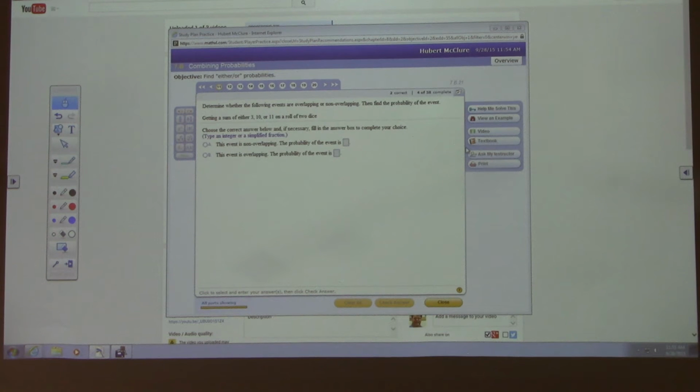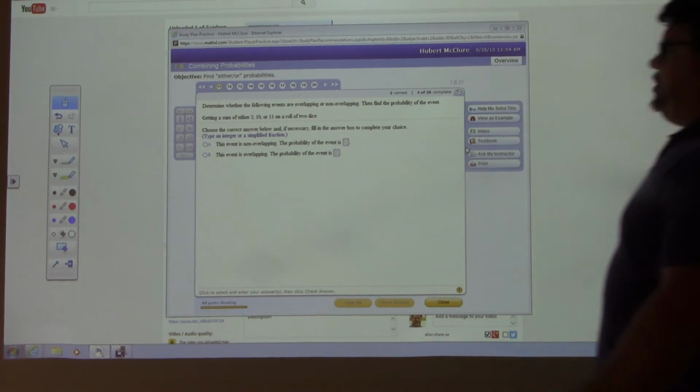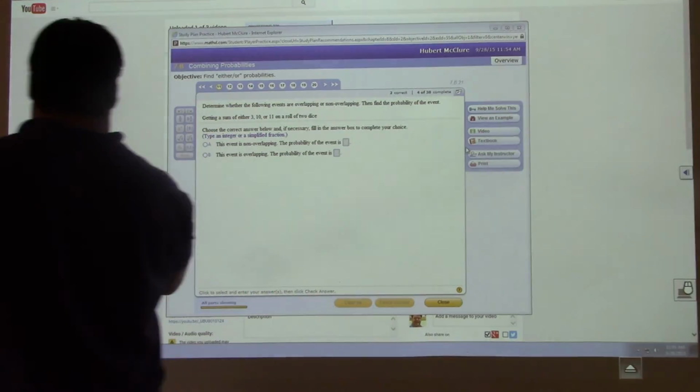I'd say it's not overlapping, because once you draw them out, you don't have to draw out all of them. But you got 2 die, right? Yes.